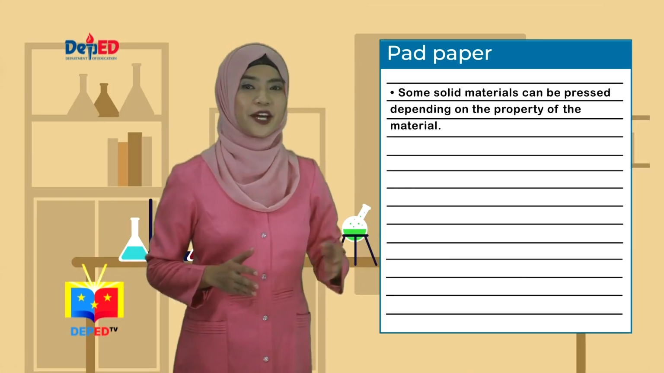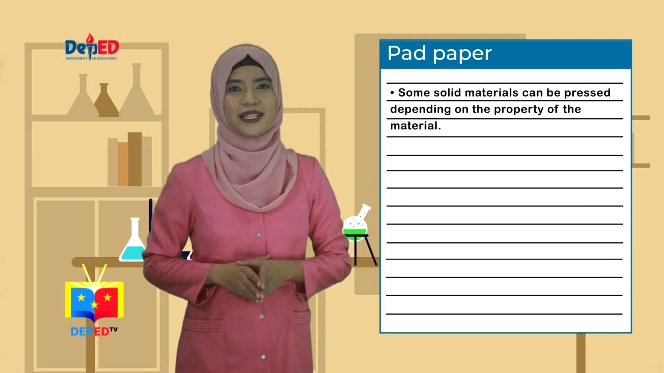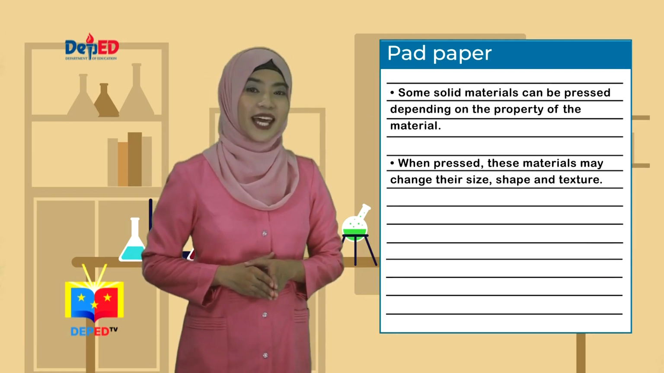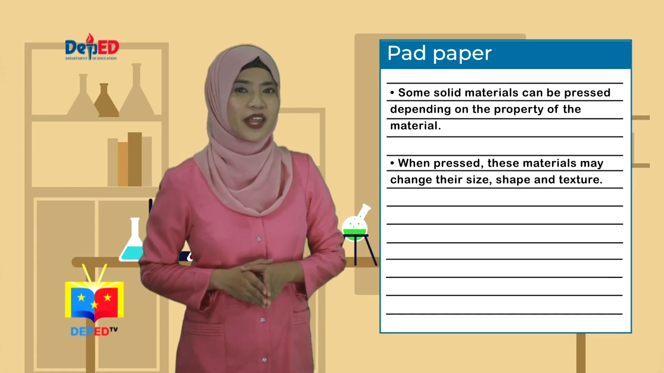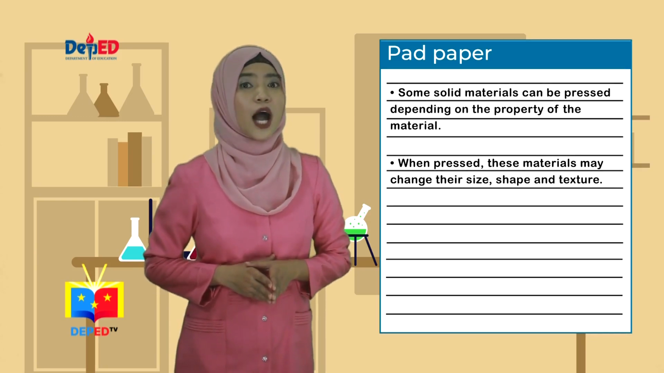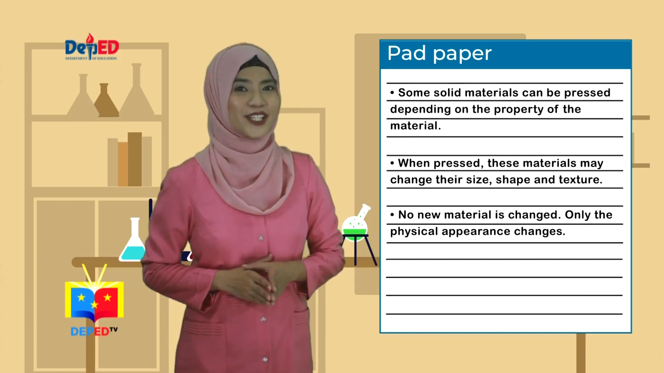Some solid materials can be pressed depending on the property of the material. When pressed, these materials may change their size, shape, and texture. However, only the physical appearance changes.